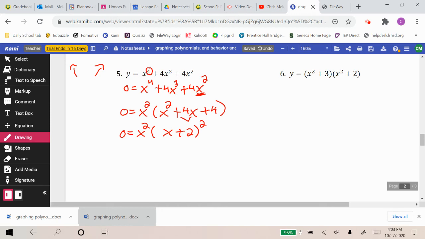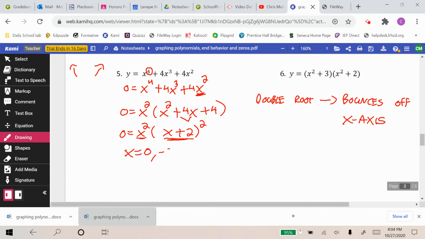Now we're going to get 2 double roots. And let me put this right here. If you get a double root, when we graph, it's going to bounce off the x-axis. So we'll say a double root bounces off the x-axis. All right, so these 2 double roots, if I set the x squared equal to 0, well, that's just 0, so it hits the origin again. If we set x plus 2 equal to 0, we get -2. And since these are both double roots, because they're raised to this 2, they're going to bounce off the x-axis.